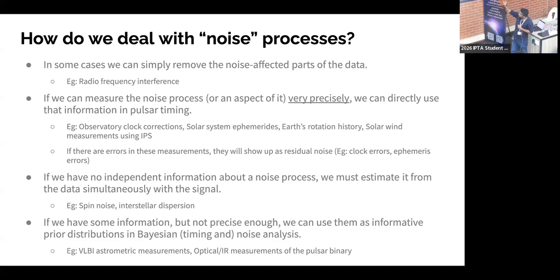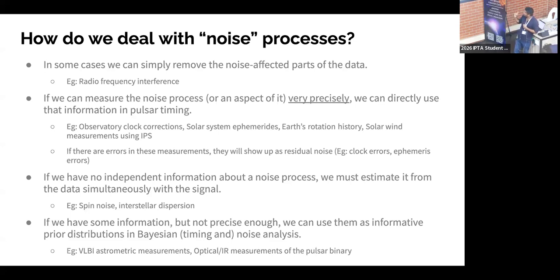The third category is where we don't have any independent information at all. So this is, for example, things like spin, the rotation of the pulsar, or the interstellar medium. In this kind of case, we don't know anything other than what the pulsar observation is telling us. So in this case, we have to model it together with whatever we are actually trying to measure.